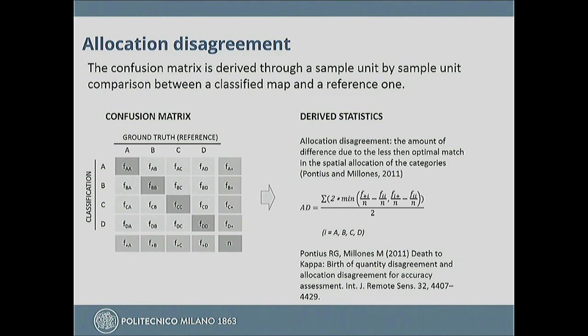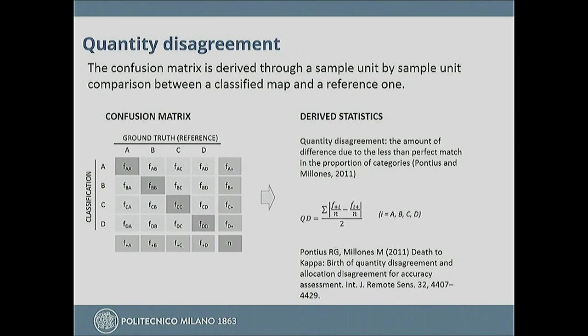Okay, then we have other main indexes. Another index is the allocation disagreement. Allocation disagreement measures the disagreement in the location. It means that the percentage of pixels belonging to the different categories can be correct, but they are not located in the correct place.